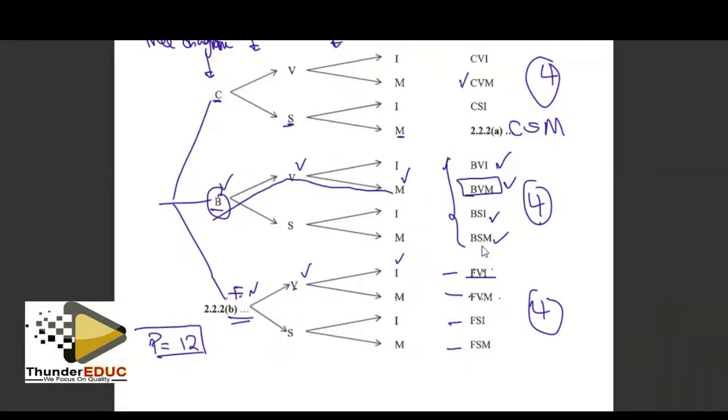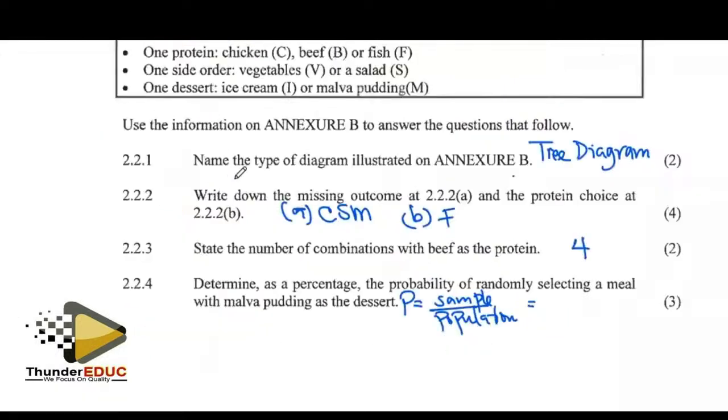I'll start with this one. This one has M1. This one has M2. This has M3. This has M4. This has M5. This has M6. So out of the 12, we have 6 chances of picking someone who has taken pudding. So we shall say it's 6 out of 12. They say determine as a percentage. So we multiply by 100. So 6 over 12 times 100, your answer will become 50%.